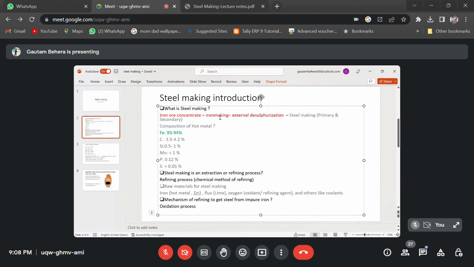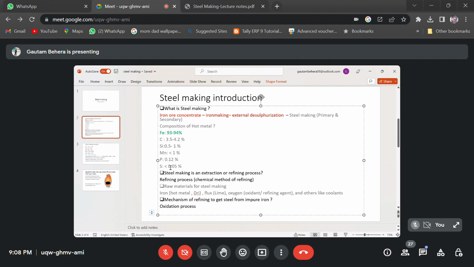That's why we first do iron making to get impure iron, which contains these impurities. Then we try to remove as much sulfur as possible by external desulfurization in a ladle, maintaining certain conditions like adding some lime into the process. Then after removing sulfur, we go for the steel making process.